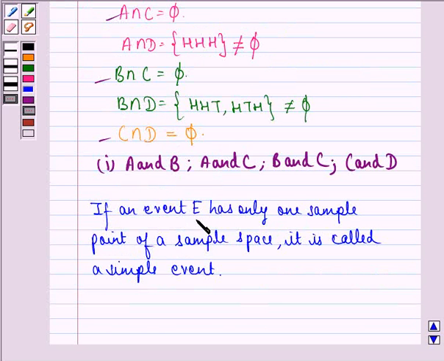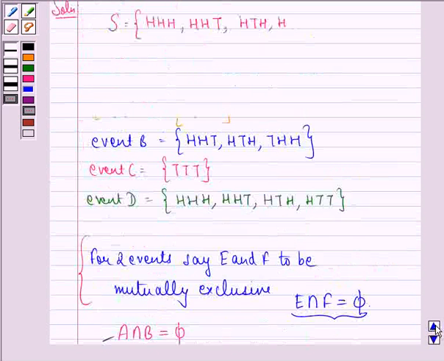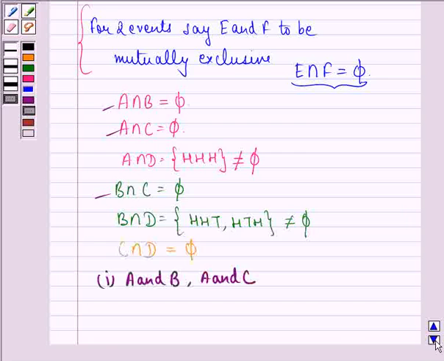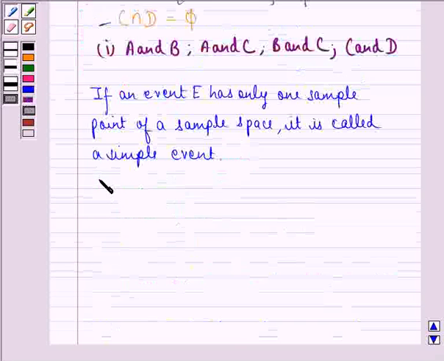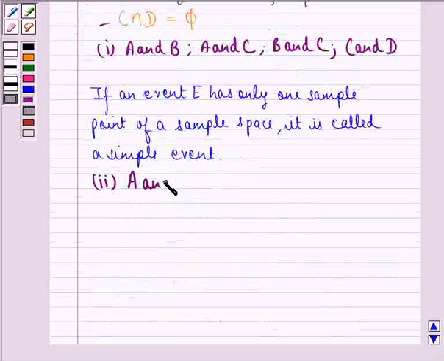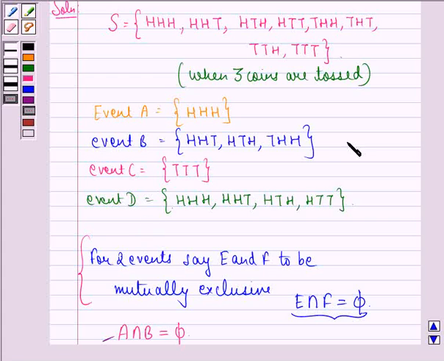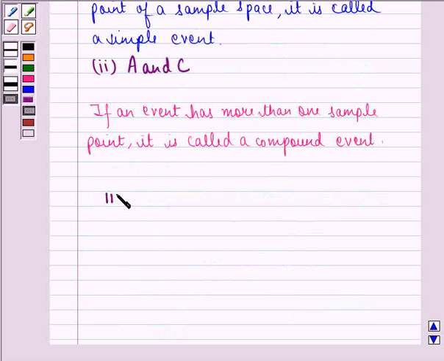Now we see that if an event has only one sample point of a sample space, it is called a simple event. So by this definition, since A and C have just one sample point of the sample space, they are simple events. So our answer to the second part of the question is A and C. And we also see that if an event has more than one sample point, it is called a compound event. So from this we can see that event B and event D have more than one sample point, so they are compound events. So our answer to the third part of the question is B and D are compound events.